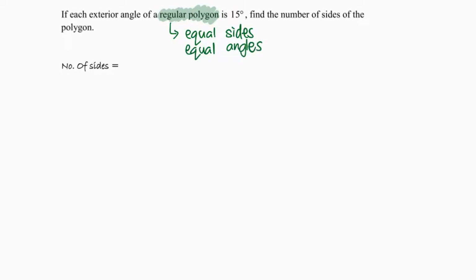Find the number of sides of this particular polygon. Since the total is 360, this one simply use 360 divided by the exterior angle, and that will give me the number of sides, 24.